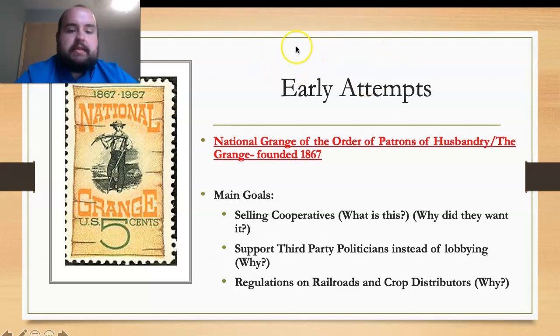First off, you had the National Grange of the Order of Patrons of Husbandry, sometimes just called the Grange, or often known as the National Grange as well, as you can see here in one of their stamps. They had a few main goals they thought would improve companies and corporate life in America. One of the first is that they wanted to sell cooperatives. Does anybody watching at home, or wherever you're watching this, know what a cooperative is?